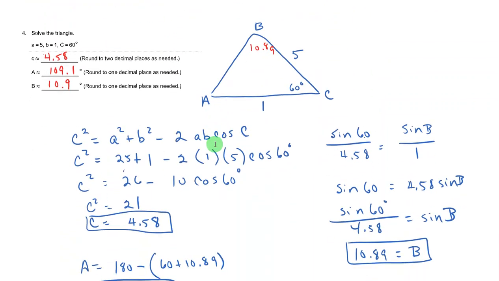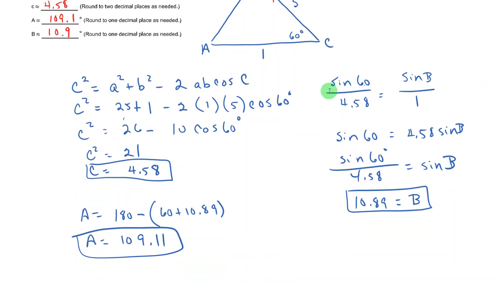Let's look at this one. In this one, we are given angle C and 2 sides. So we've got the angle C. Let's say C squared and use that formula. We're plugging in everything. We just don't have side C. So we end up with 26 minus 10 cosine 60. I'm gonna do all of that in one thing on the calculator. So when we do that, you get C squared is 21, take the square root and you get 4.58.